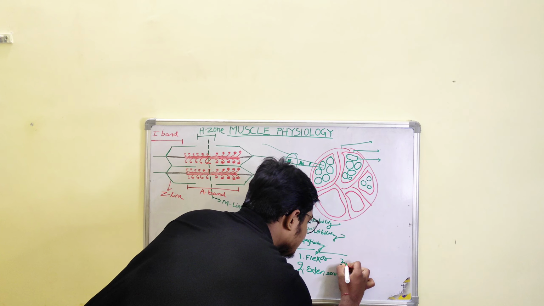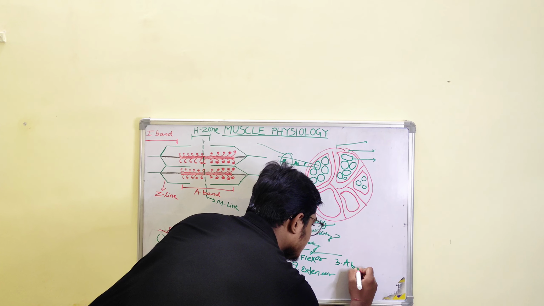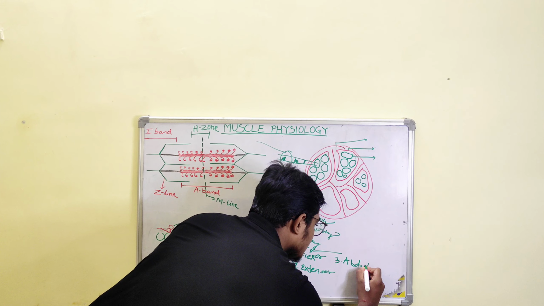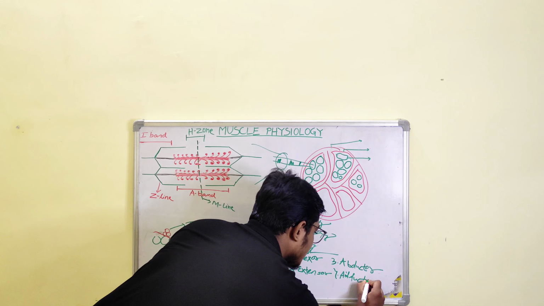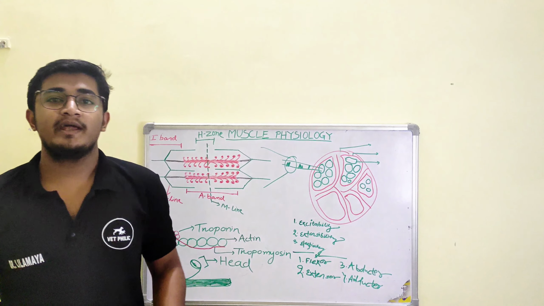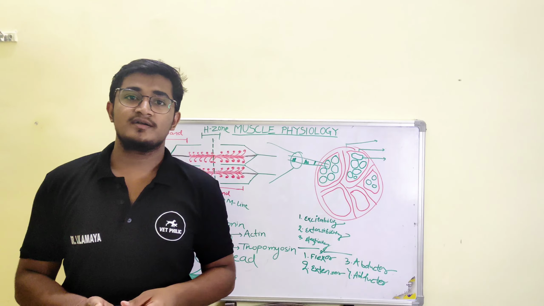The third one is abductor, and the fourth one is adductor. So what do you mean by abductor and adductor? Suppose this is our central axis. If we want to come towards our central axis, it is called adductor. How can you remember it? By adduction. And if we want to move our hand away from our central axis, it is called an abductor type of muscle.